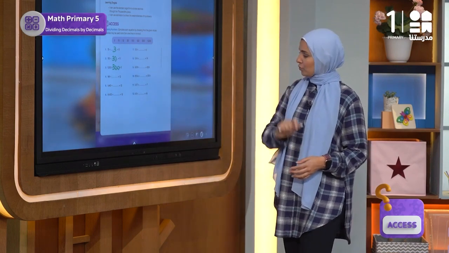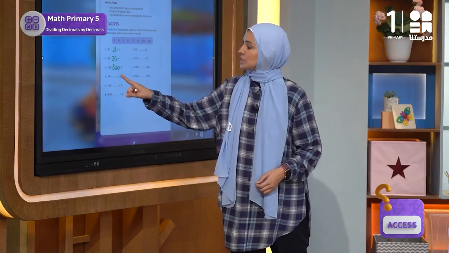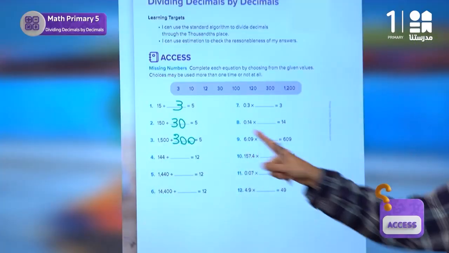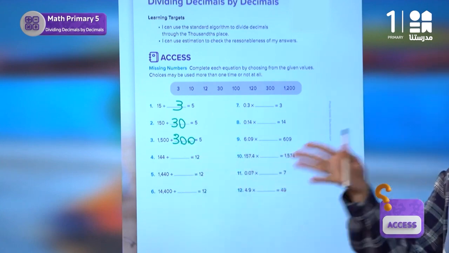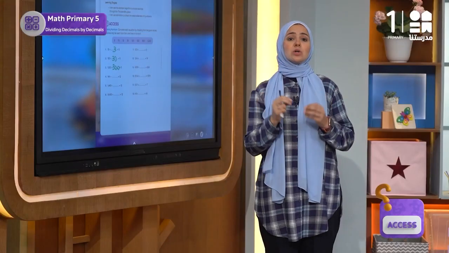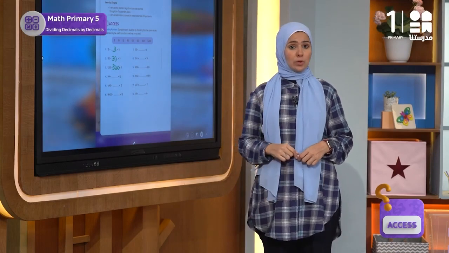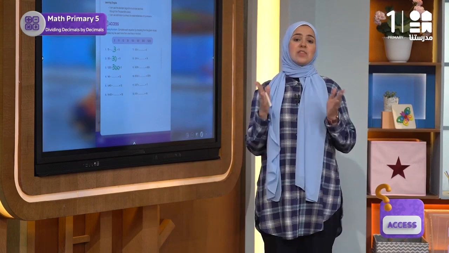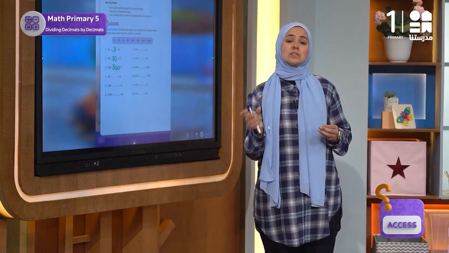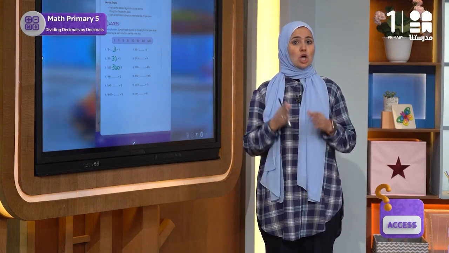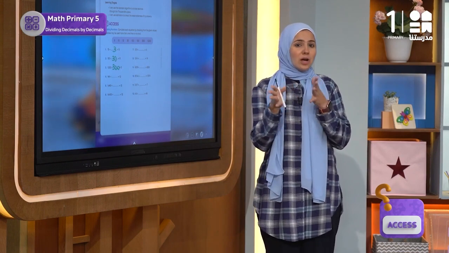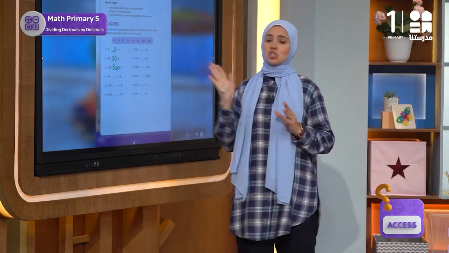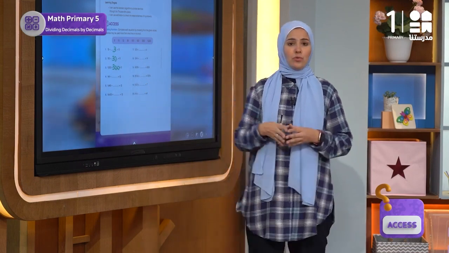I'm going to change the color over here. 144 divided by 12. Now, I'm going to get 144 divided by what to get 12? Someone can get the most suitable number quickly from the choices by using mental math. This means that we're not looking for numbers of hundreds or thousands. So we can say that 12 multiplied by 10 is equal to 120, which is close to 144.